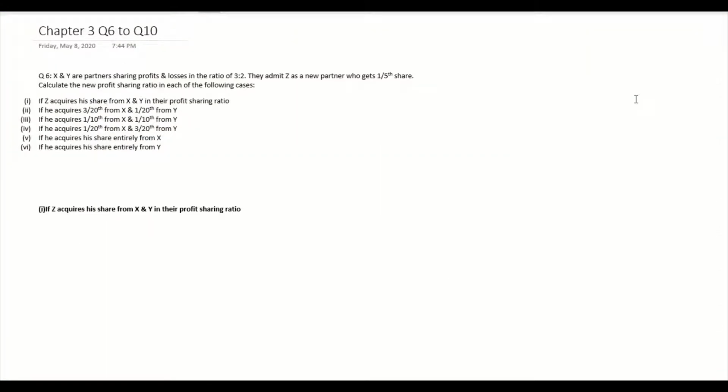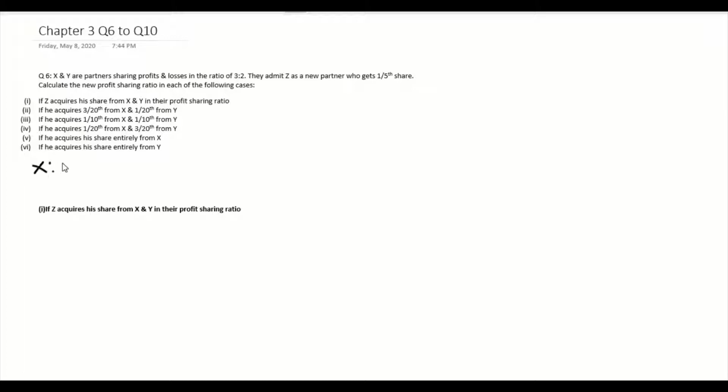Hi friends, in this module we are going to discuss chapter 3, admission of a partner, from question 6 to 10. Question number 6. X and Y are partners sharing profit and losses in the ratio of 3:2. They admit Z as a new partner who gets 1/5 share. Calculate the new profit sharing ratio in each of the following cases.